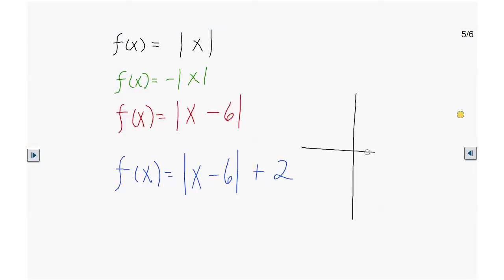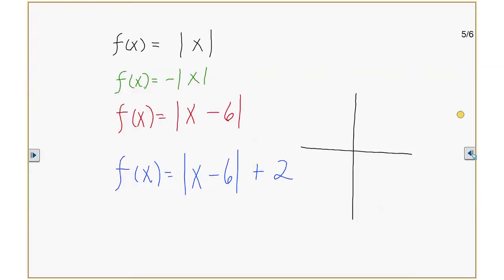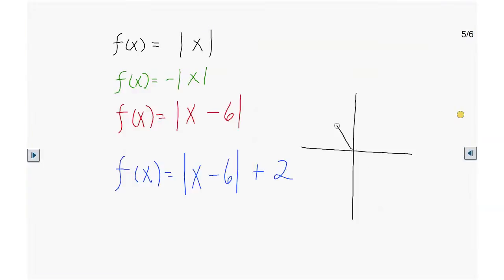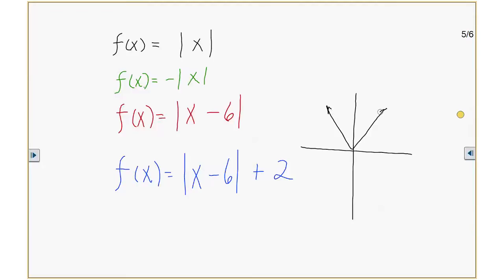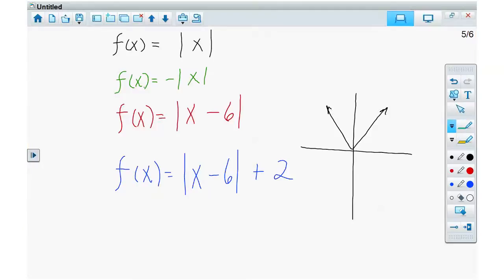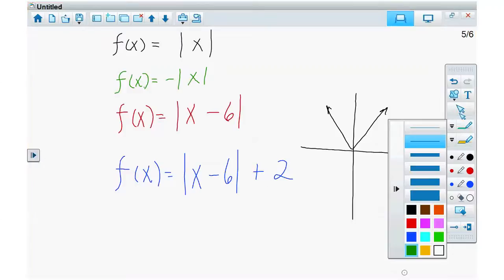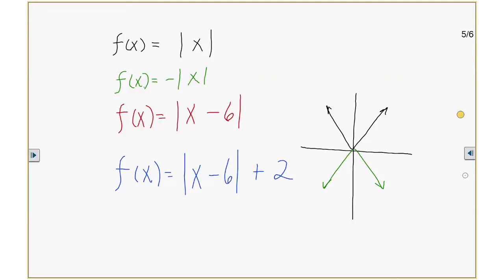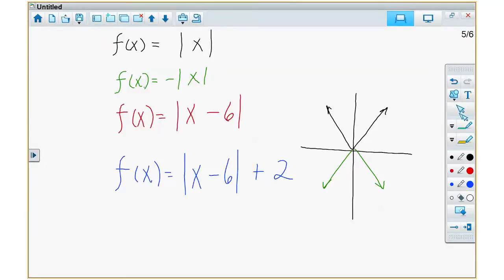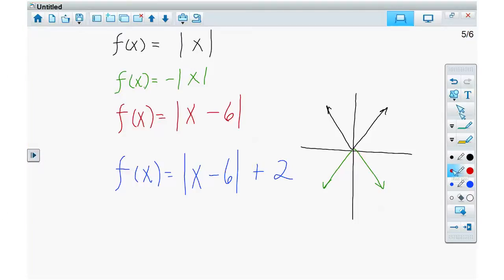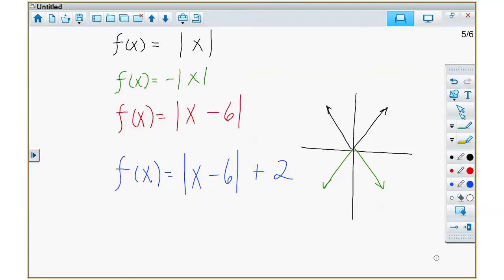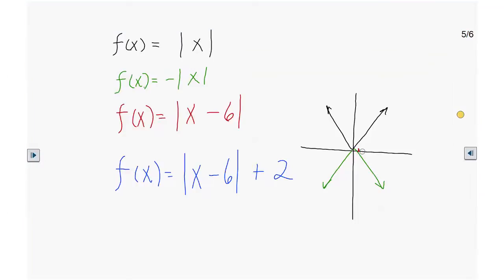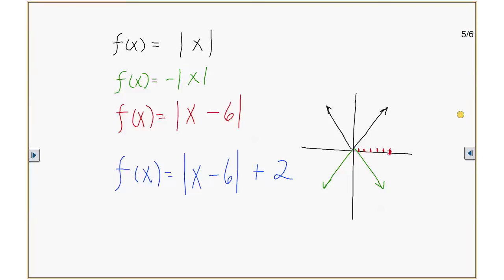Now, I'm not plotting points, so this is what you should have. Basic model. And then in green, what happens with the green? It's going to be the same model, but it's going to be what? Open and down. And then the red one, what is the red one going to be doing? To the right, how many? It's not negative, so it looks just like the black one.